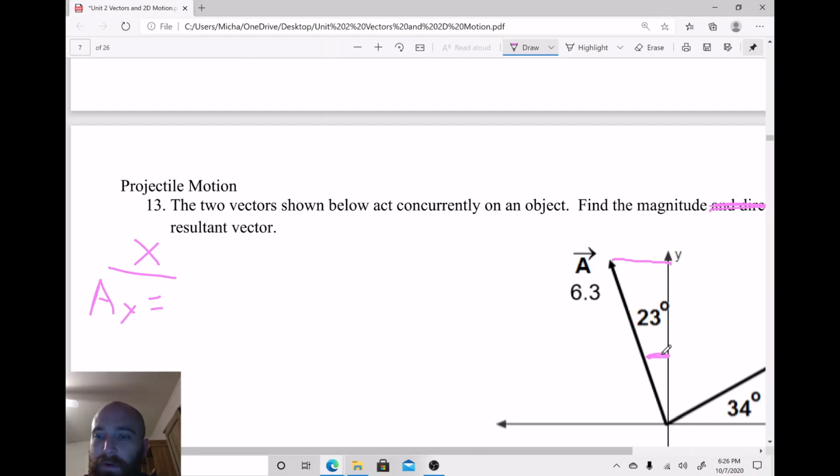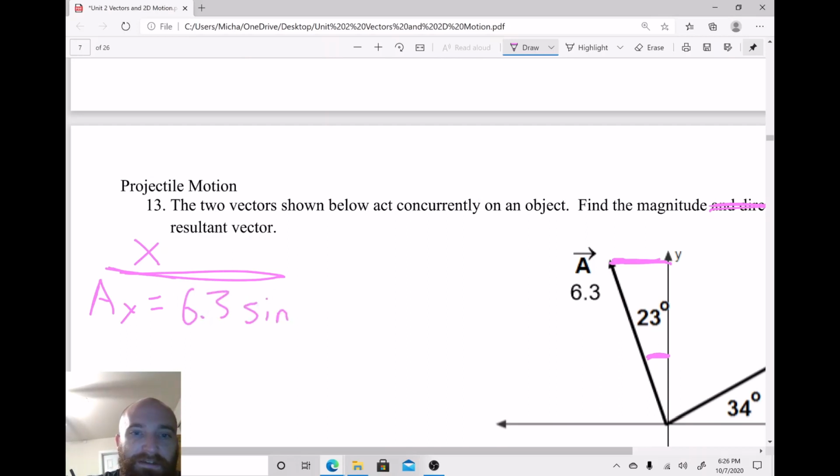Okay, so this x component, which remember is the across component, it looks like it's opposite the angle. Sine is opposite over hypotenuse. So for our x component, it's going to be 6.3 times sine of 23. And I got 2.46.